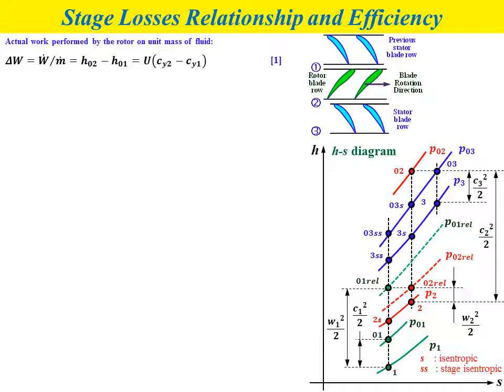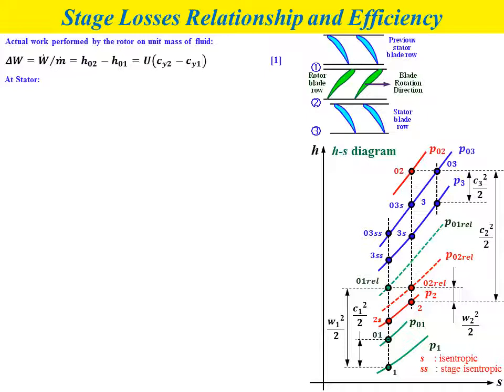Okay, so if you consider the Euler equation, delta W will be equal to U multiplied by Cy2 minus Cy1. In order to obtain the values of Cy2 and Cy1, we need to analyze the velocity diagram for the rotor at the inlet of the rotor and also at the outlet of the rotor.